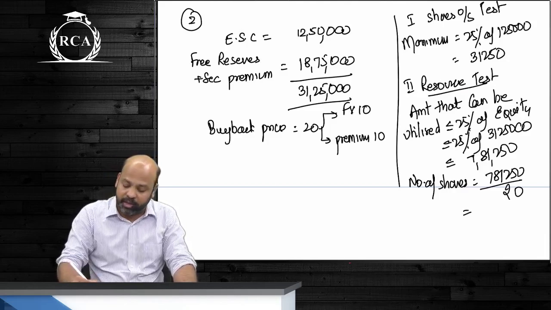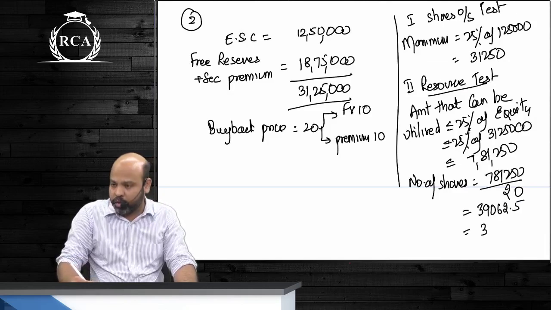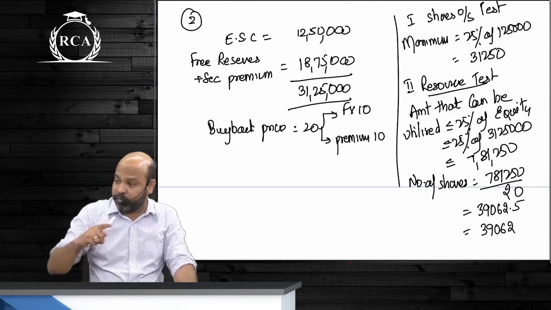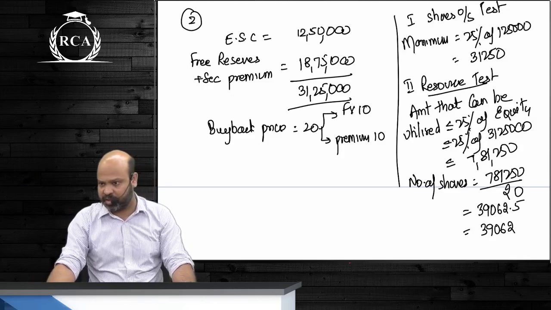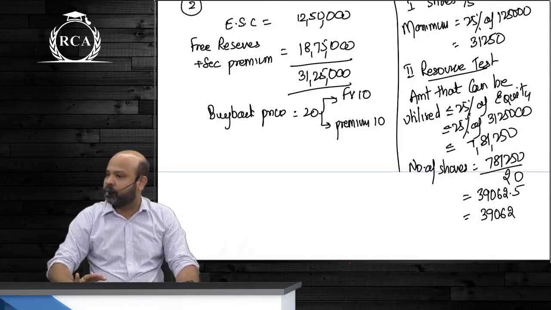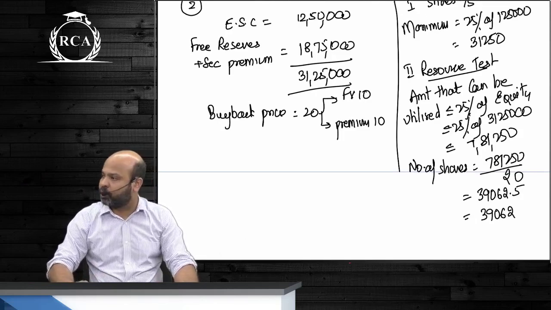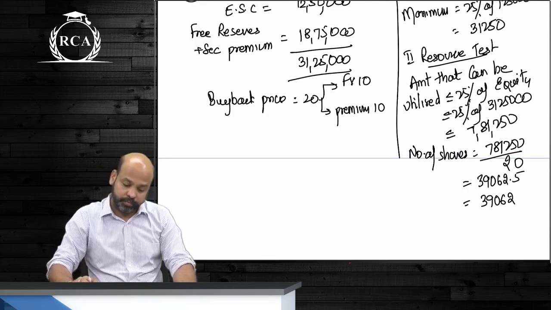So 39,062.5. Will you round off to the next number or the lower number? Lower number. If you round off to the next number as such, guys, then you will not be satisfying the condition. It should always be rounded off to the lower number. Always round off to the lower number, guys. So the answer here, beta, is 39,062.